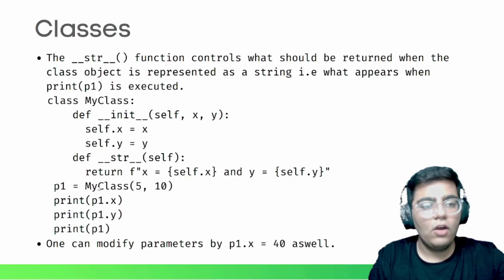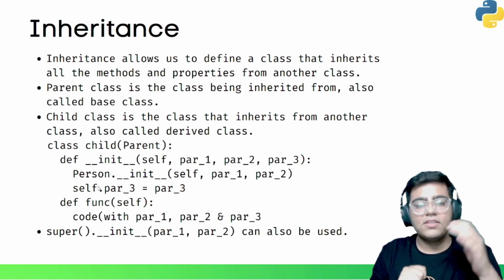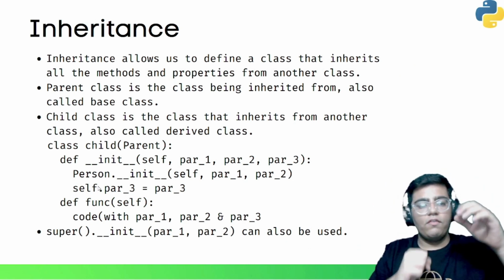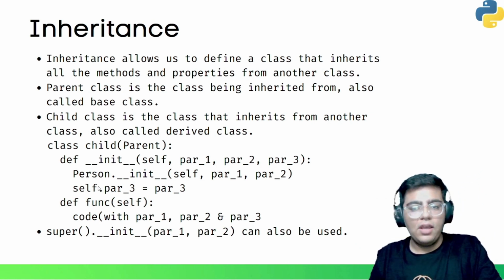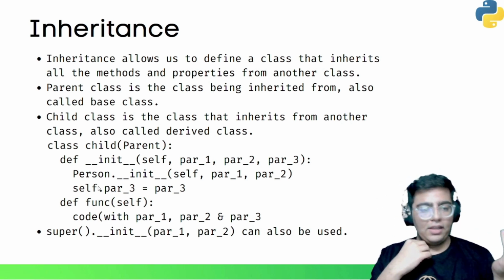So we are done with classes, and now we'll have a look at inheritance. Inheritance allows us to take certain things from one class into another class. We can have a parent class and a child class, and it allows us to define a class that inherits all the methods and properties from another class.